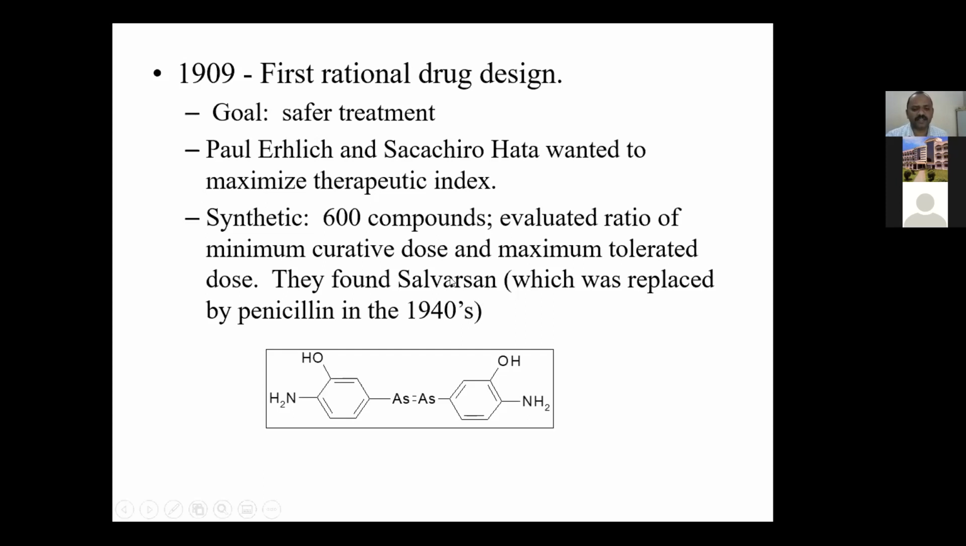They found this drug, salvarsan, by synthesizing, analyzing, and confirming the structures of 600 molecules, and then screening to find the minimum curative dose and maximum tolerated dose to determine the therapeutic index. Just look at the structure of salvarsan, my dear friends. You can see there are two arsenic atoms. Today, if you do the limit test for arsenic, it will never pass.